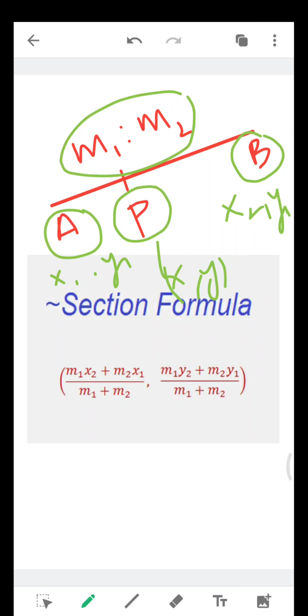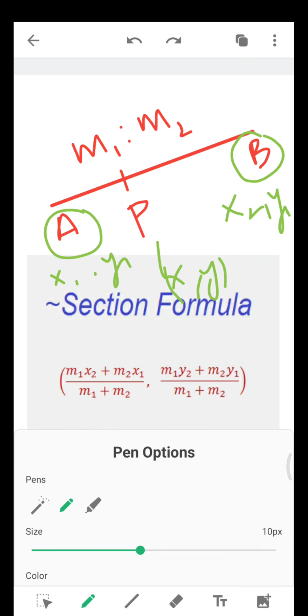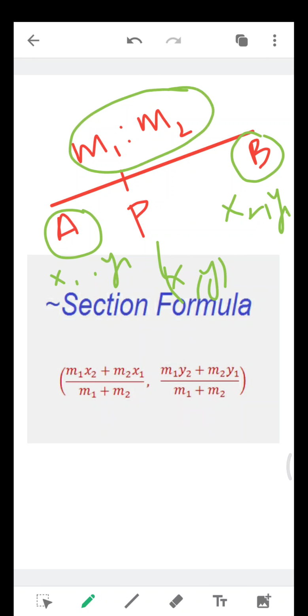Out of these four, any one can be missing. I said that yesterday. So yesterday what was missing? Yesterday this point P was missing, so we found that point P, isn't it? These three were given, P was missing, and we found P by using the section formula. Now any one can be missing, keep this in mind. The ratio can be missing if this is given. So we will see all these types of questions in the upcoming problems.